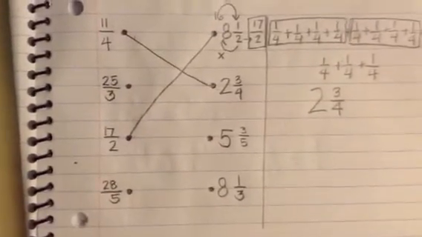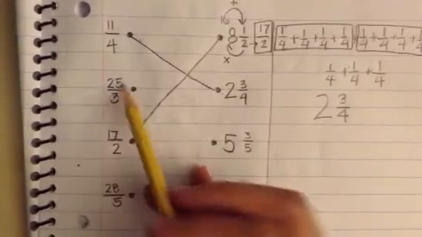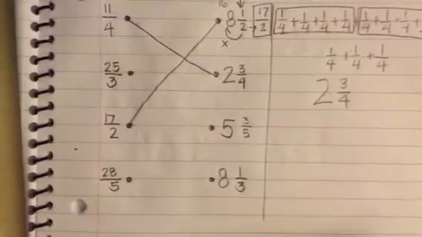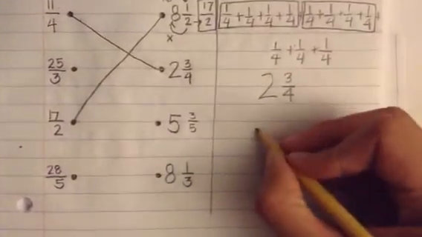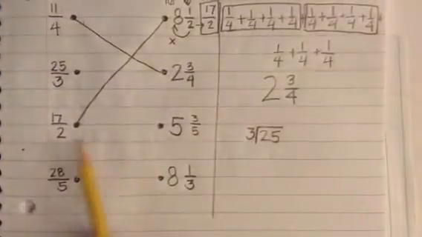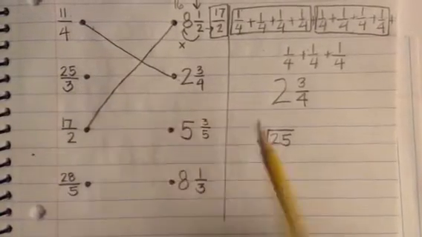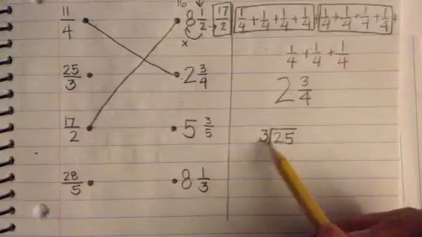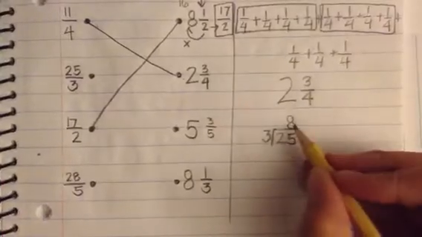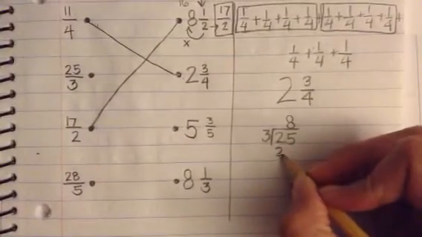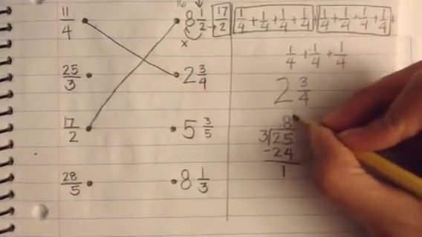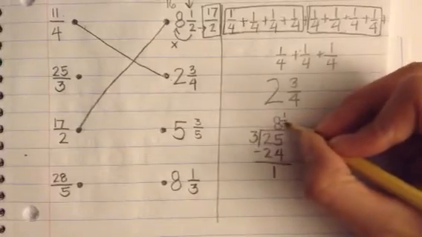Another way you can do this is by dividing, because really a fraction just means dividing. It's 25 divided by 3. So I'm going to show my work on this side. 25 divided by 3, which is this fraction. 3 does not go into 2, but 3 goes into 25 8 times. 8 times 3 is 24. Subtract is 1. My remainder becomes my numerator, and my denominator stays the same.